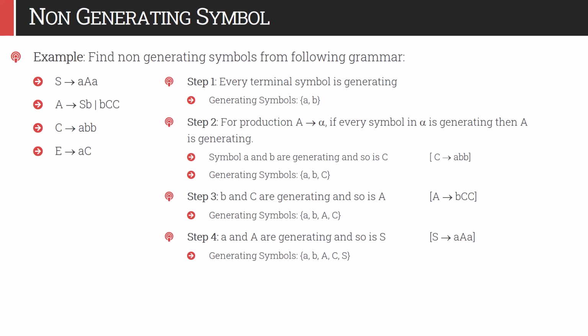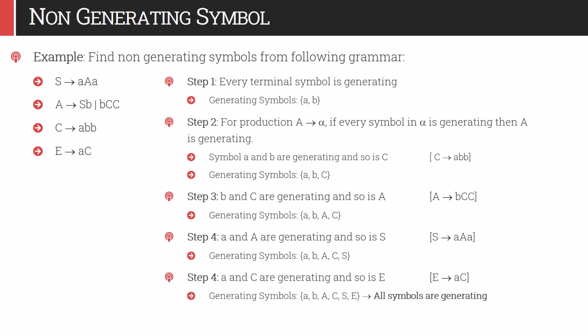Let us check it for the last production, that is capital E. E derives small a, capital C. Small a is in the generating symbol set. Capital C is also in the generating symbol set, and hence E is also generating. So all 4 symbols, capital S, capital A, capital C, capital E are in the generating symbol set, and hence none of the productions will be removed. All productions must be maintained because they all are generating symbols.